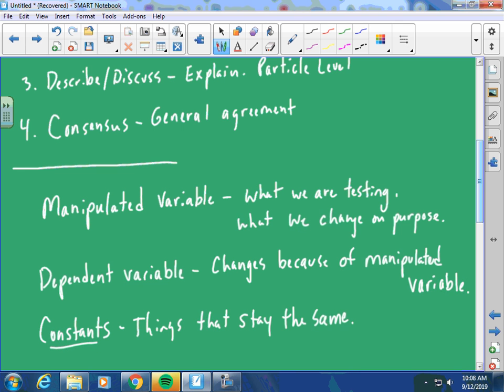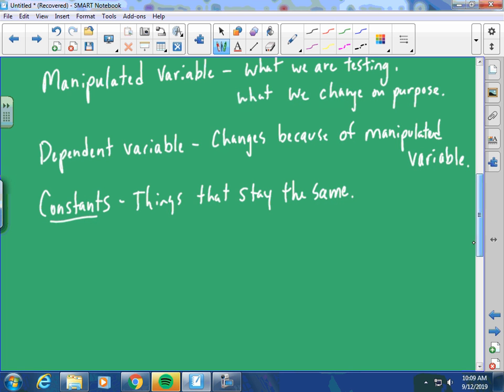Right. So manipulated is sometimes called independent. I just like manipulated. I think it makes a little more sense. I also like dependent better than responding, just because it's easy to ask. A lot of times when you read through an experiment, does this depend on that, or does that depend on this? If that's not helping you, just look at the experiment and say, what are they changing on purpose to start?